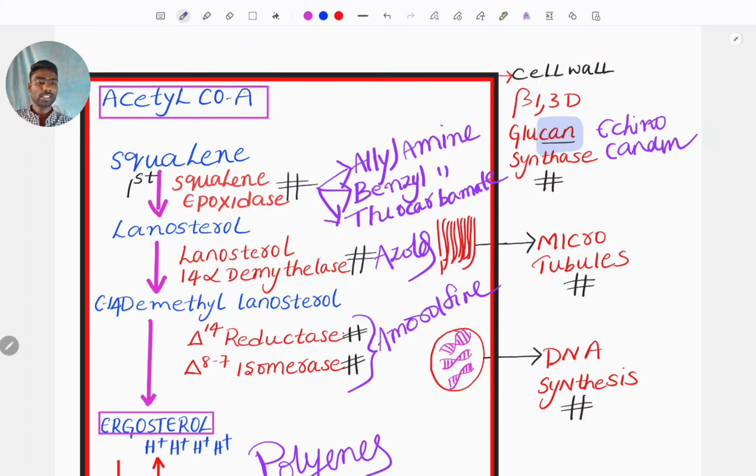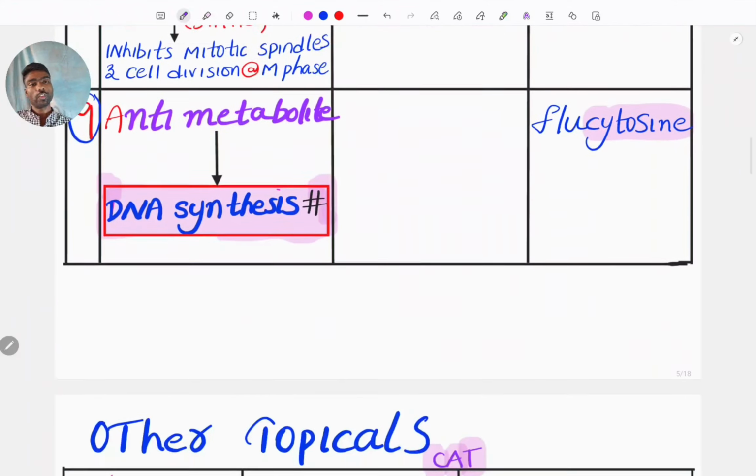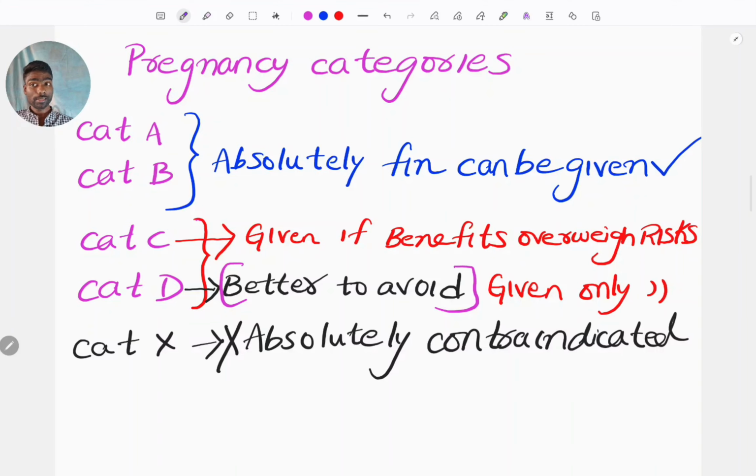Next, which acts on microtubules. One antibiotic I told, griseofulvin. Next, DNA synthesis. Which inhibits DNA synthesis? I told you to remember like this. Cytosine is a pyrimidine seen in DNA, which inhibits DNA synthesis. Flucytosine. Now 4 A's of antifungals finished. In other topicals, 3 nail lacquers, 3 organic acids and 2 anti-dandruff shampoos finished.